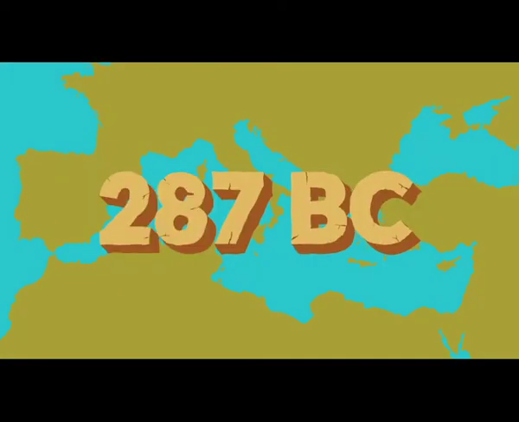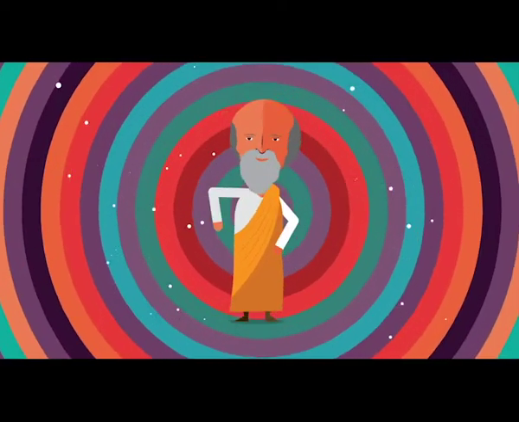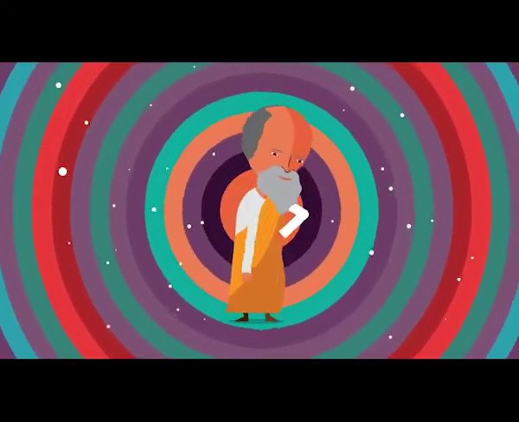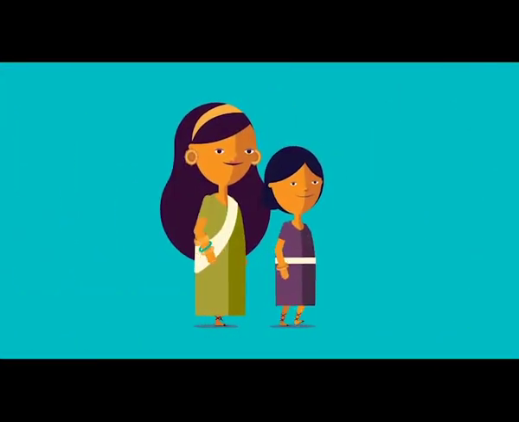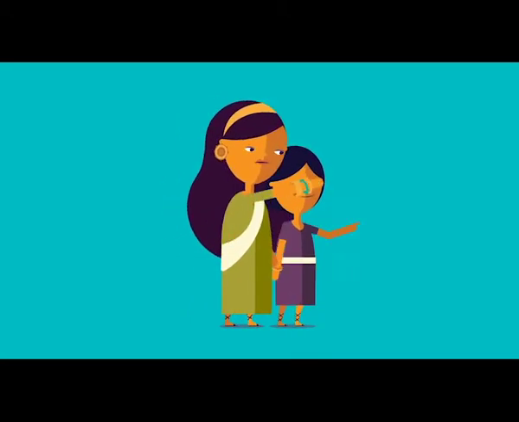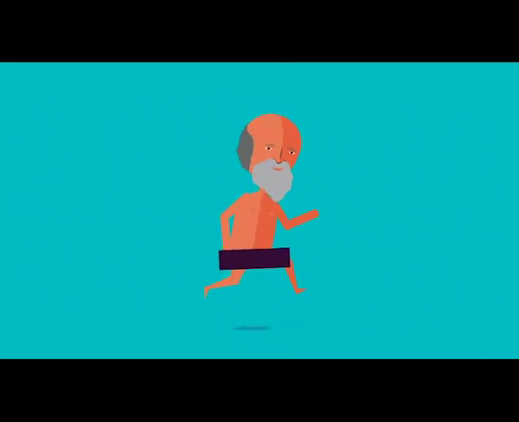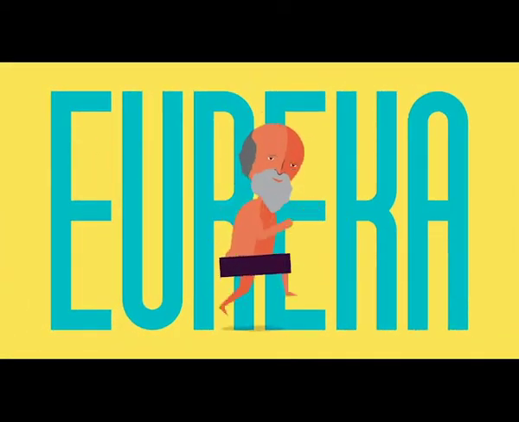Born in 287 BC in the seaport city of Syracuse in Sicily, Archimedes is considered the greatest scientist of antiquity and one of the greatest of all time. However, despite his important contributions to pure mathematics, he is best remembered by this famous scene where he runs wet and naked through the streets, shouting "Eureka!", an ancient Greek word meaning "I found it".